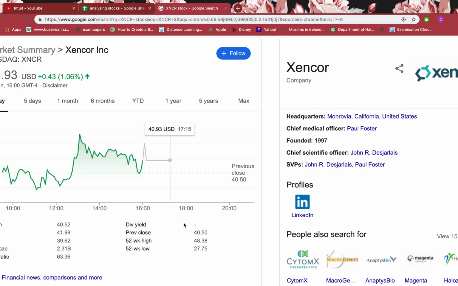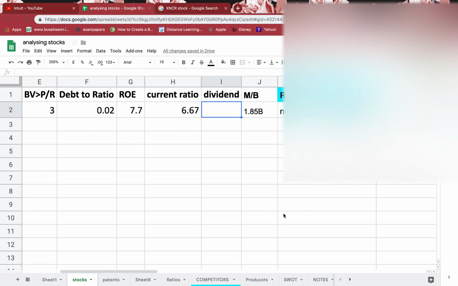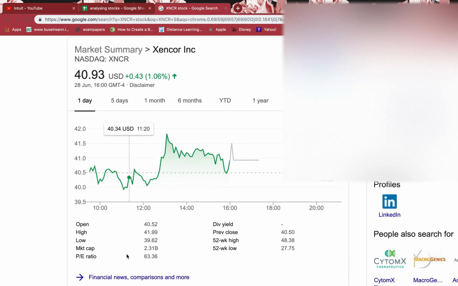It might be that they are not able to generate extra money that they can distribute to the shareholders, so they don't have any dividend. If I look at the cap and I want to know if the firm is big or small, in billions or millions, I can just look from Google. It's 2.31 billion, which is a big firm.